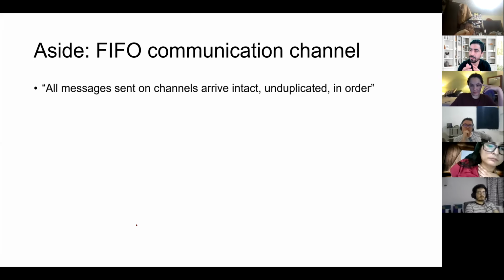If you remember, in the first week of the class we were talking about network communication, like RPC, remote procedure calls, and different methods of message delivery. So how can we get such a pipe, or however we call it, a first in, first out communication channel, where messages can arrive intact, unduplicated, and in order?